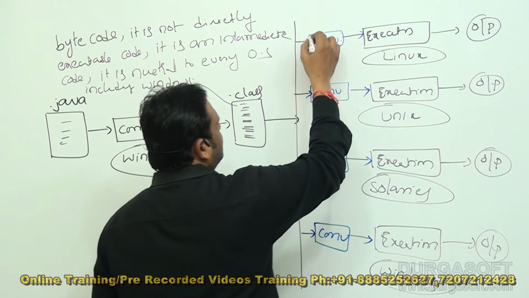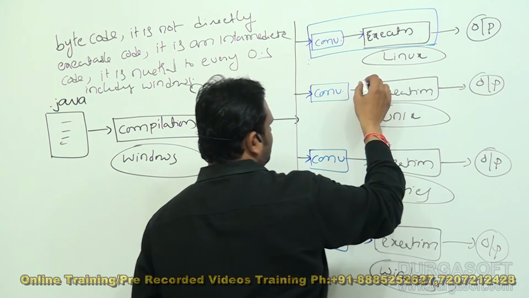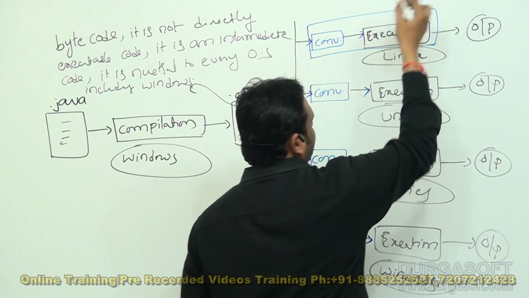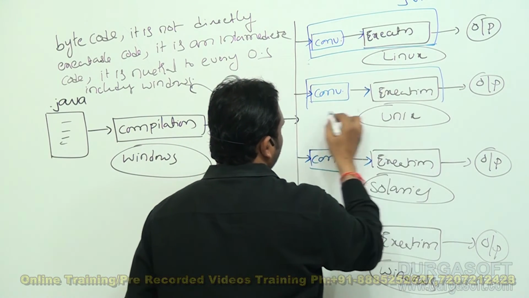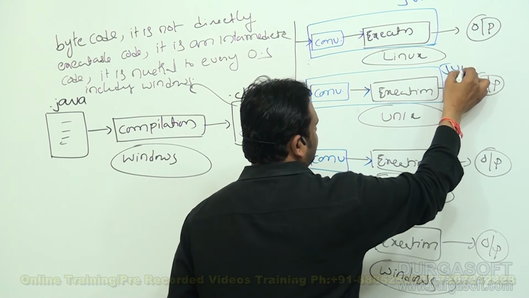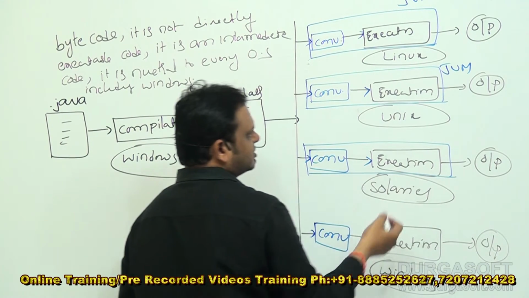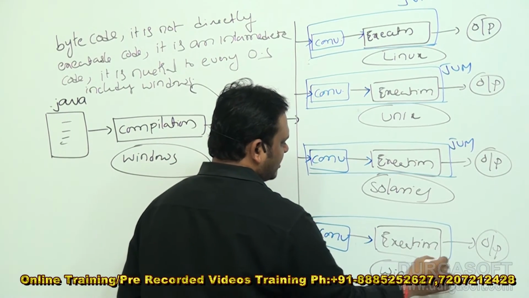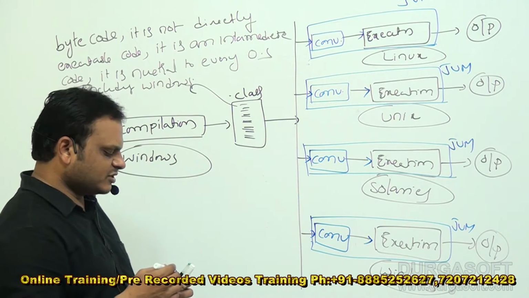In this scenario, Sun Microsystems has provided this converter as well as this execution, both processes in the form of a single device. That single device is called JVM, Java Virtual Machine. Similarly, here also the converter and this particular execution part are both provided in the form of a single component that is called JVM. Here also we require both conversion and execution, so in the form of a single component that is called JVM. And here also we are getting JVM. Here this is about JVM now. In this scenario, how many JVMs have we used here?